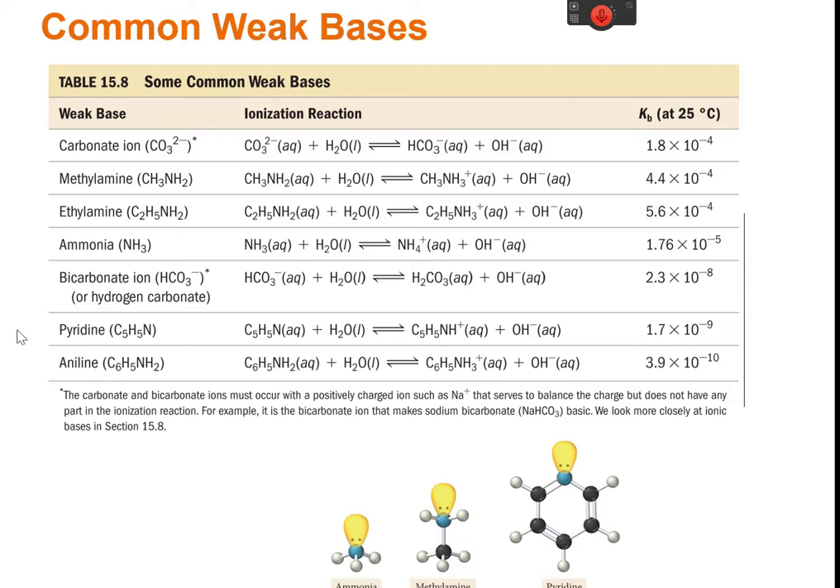Okay, so on the table, we have ammonia, which is the solution we were looking at. And we see that Kb is 1.76 times 10 to the negative 5. Okay, so I'm going to write that down as some information we will need to solve this problem.